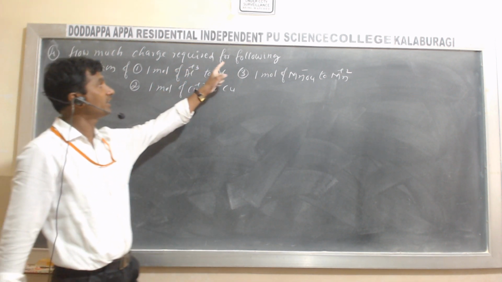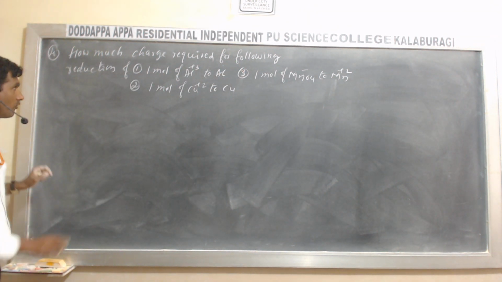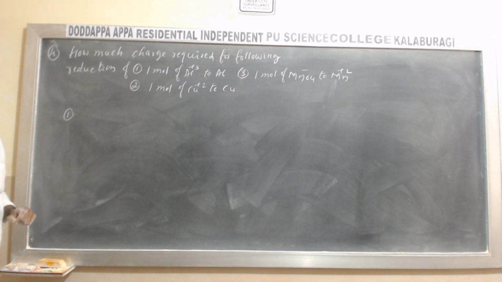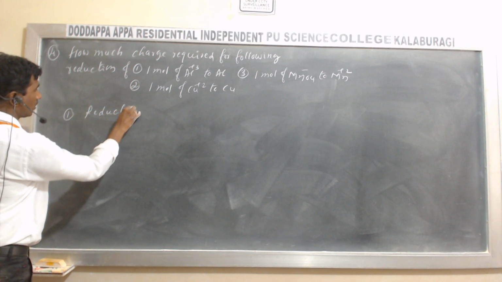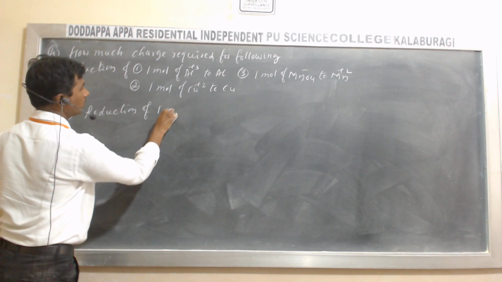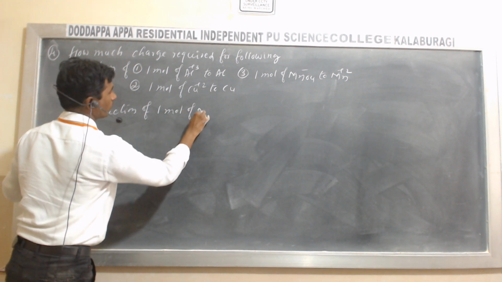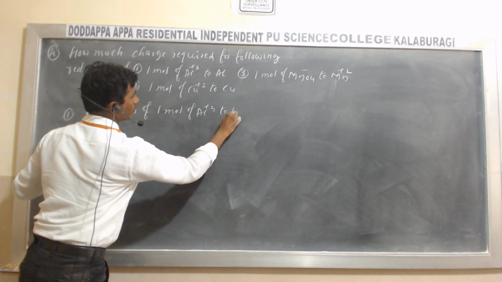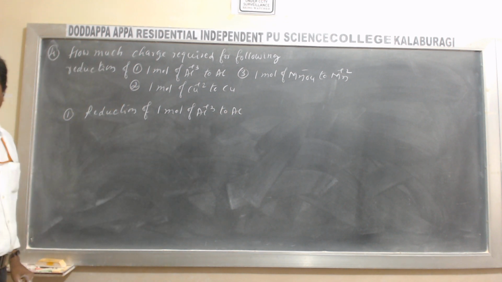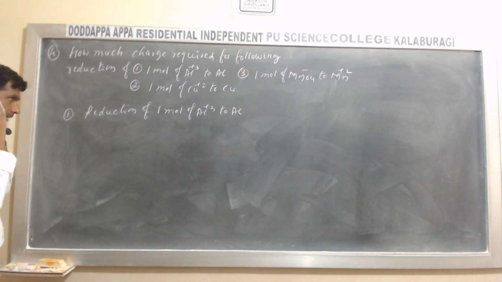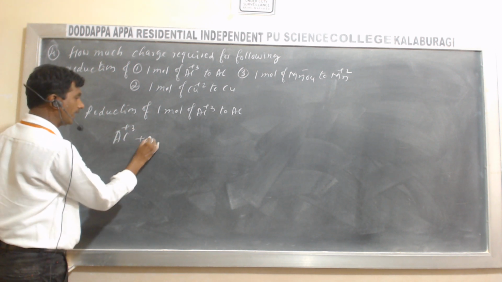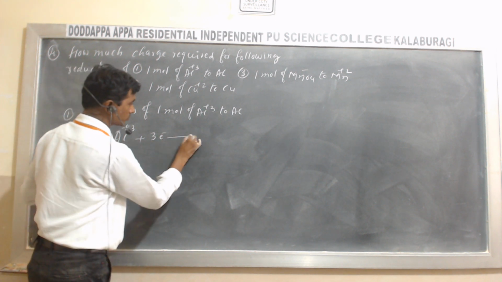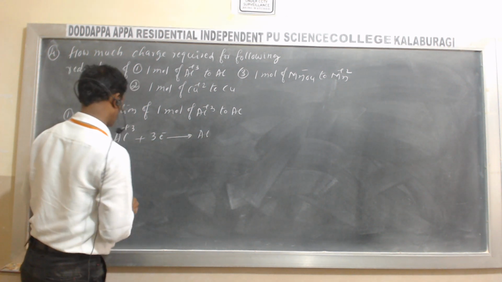How much charge is required for the following reductions? The first one is the reduction of 1 mole of Al3+ to Al. Now I can write the following reaction: Al3+, by adding 3 moles of electrons, we can get aluminium.